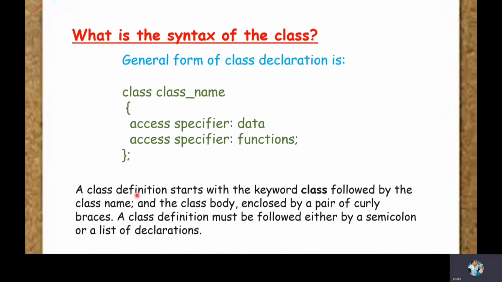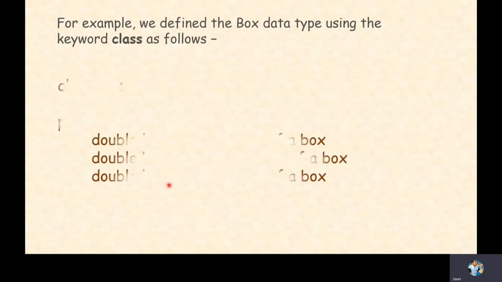Then a class definition starts with the keyword class, followed by the class name and the class body, enclosed by a pair of curly braces. A class definition must be followed either by a semicolon or a list of declarations. Then let us see the example for how to declare the class.